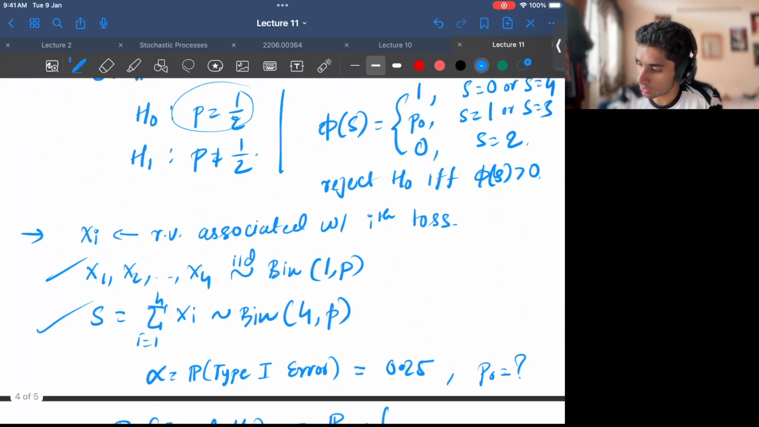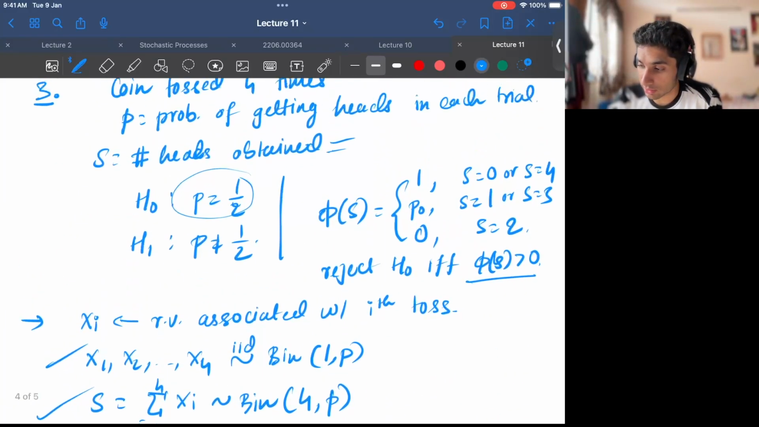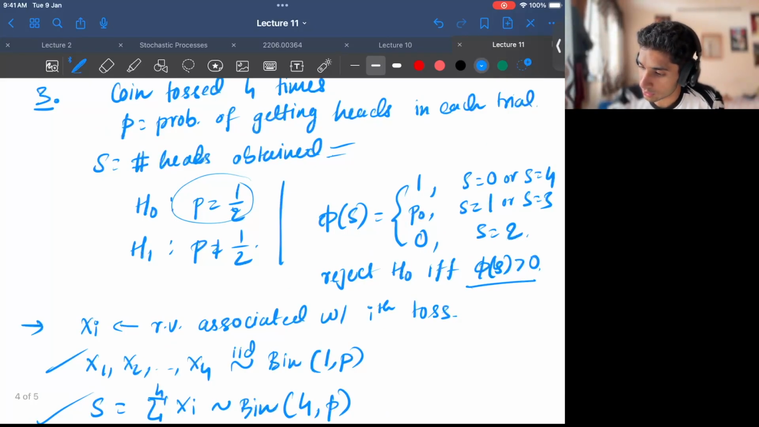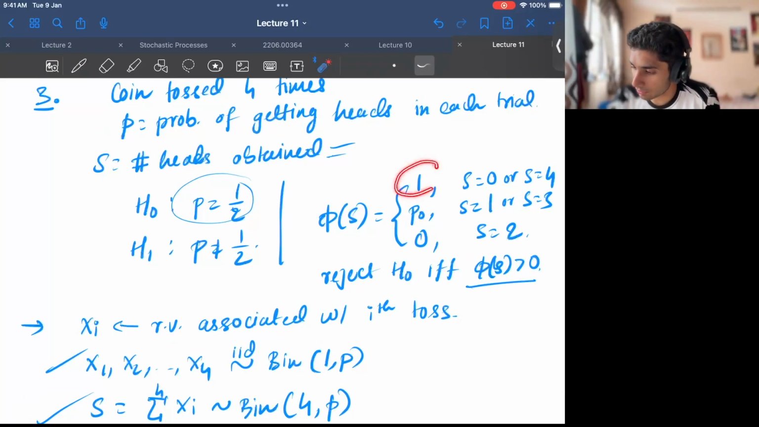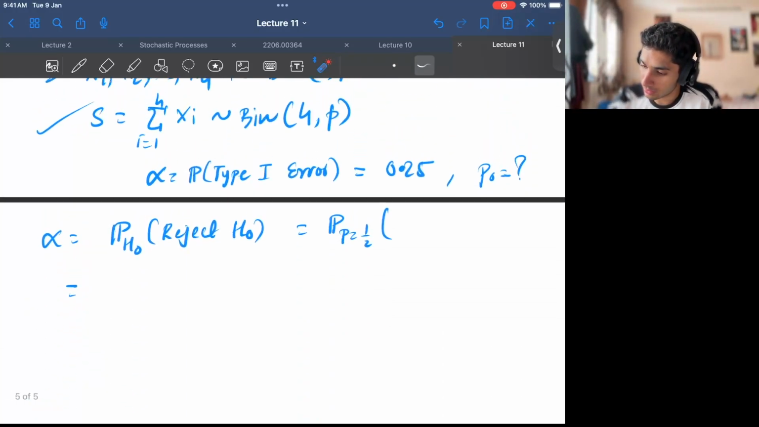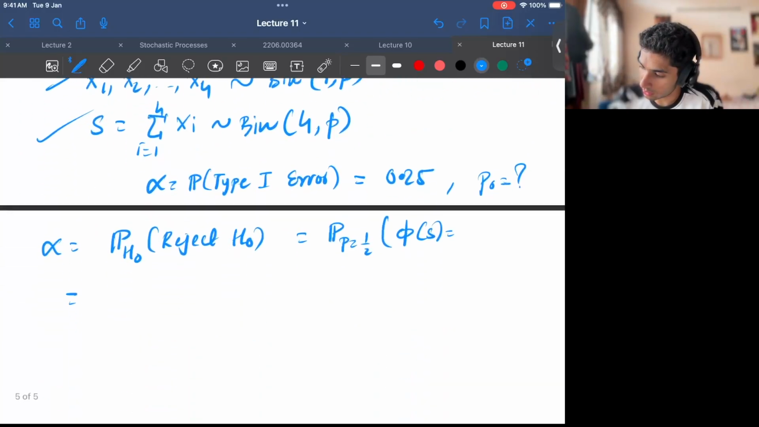So when will you reject H naught? If phi of S is greater than zero, right? When is phi of S greater than zero? Well, if phi of S is equal to one or phi of S is equal to P naught, right? So that means phi of S is equal to 1 or P naught. This is what it is.